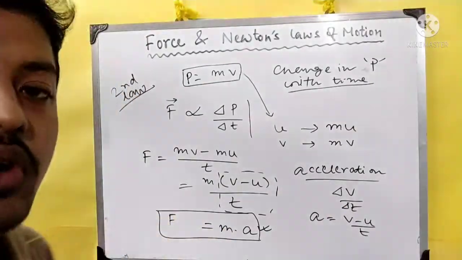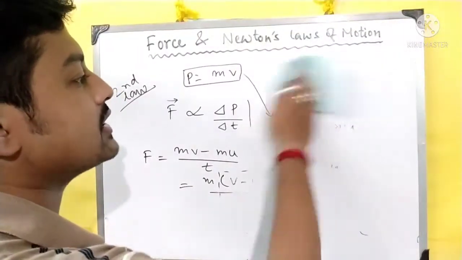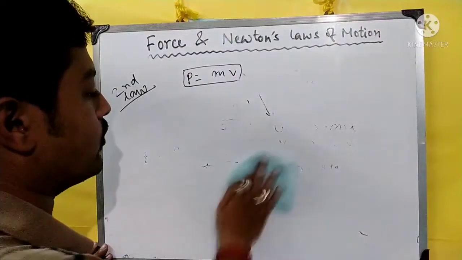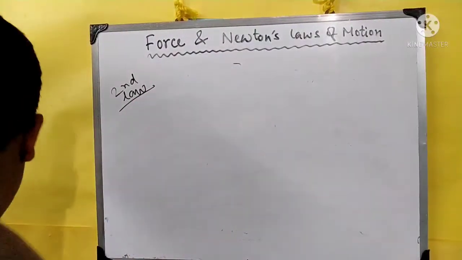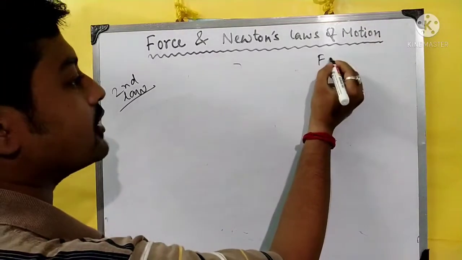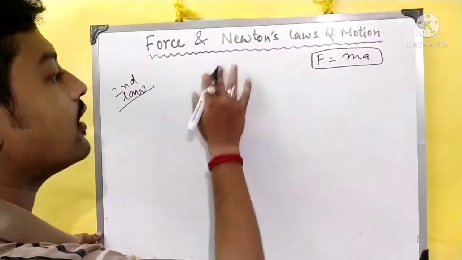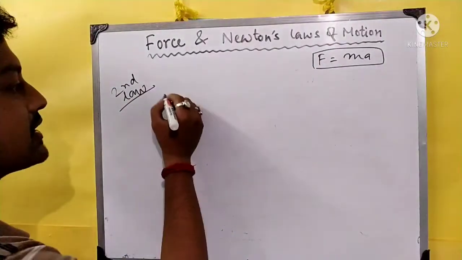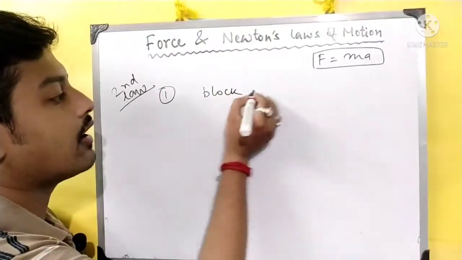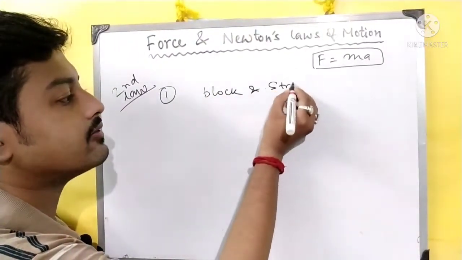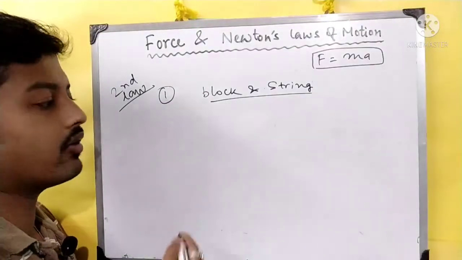We are now going to see what the applications of the second law of motion are, which is F equals ma. Okay, so this is the general expression, F equals ma. We have to consider this expression in all the following applications. Application number 1: the case of a block and string. What is happening over here?